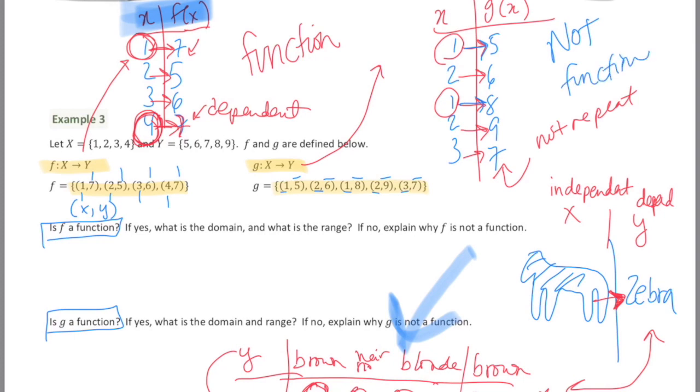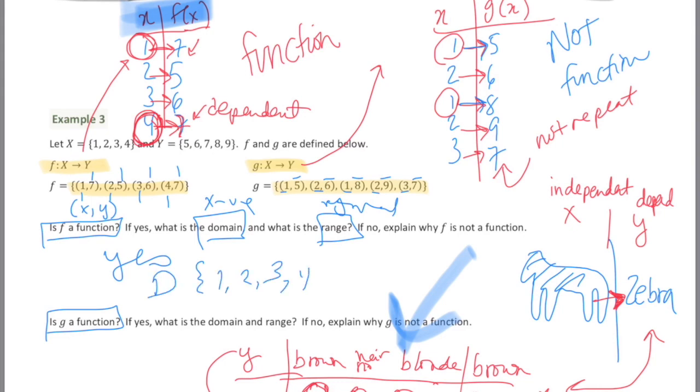So basically, to answer these questions, is f a function? Yes. Function. What is the domain? So when they're asking for the domain, they're asking for the x values. And what is the range? They're asking for the range for the y values. So in this case, the domain would be 1, 2, 3, 4, and then the range would be 7, 5, 6, 7. And we of course write it in the same order. The next question is, is g a function? The answer, of course, to that is no, so we don't have to worry about domain and range.